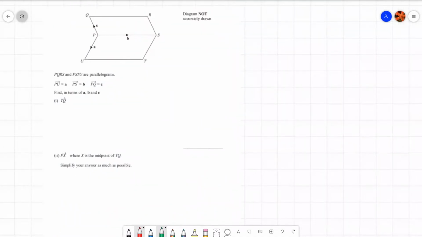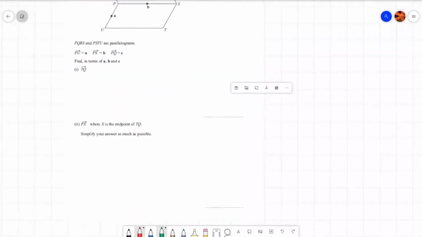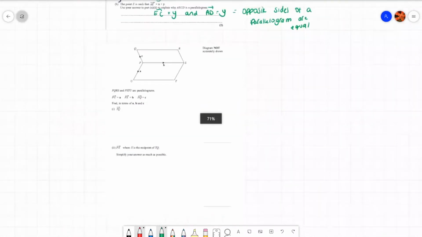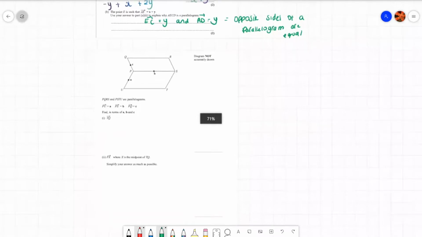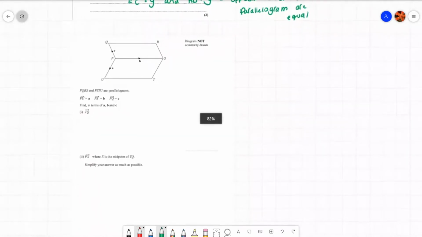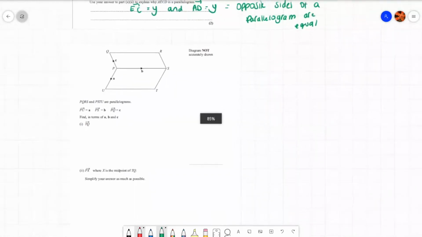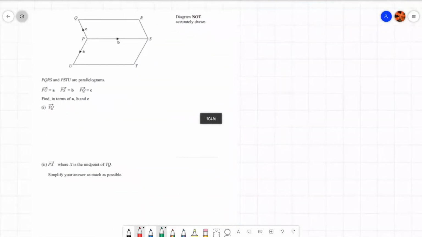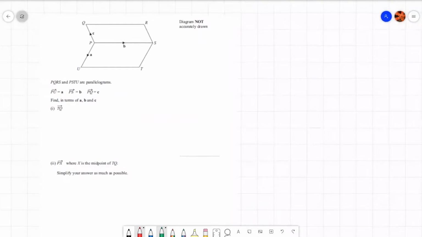This time, we've got this question here, so it can get slightly tricky. It's not actually told us how many marks this question is. It's worth 3 marks if I have a look at above the whole question. So here we've got shapes PQRS and PSTU, which are both parallelograms. PU is A, they've already written that for us, PS is B, and PQ is C. So they're all given to us. Find in terms of A, B, C, TQ.